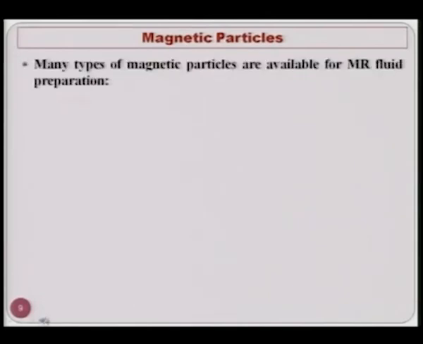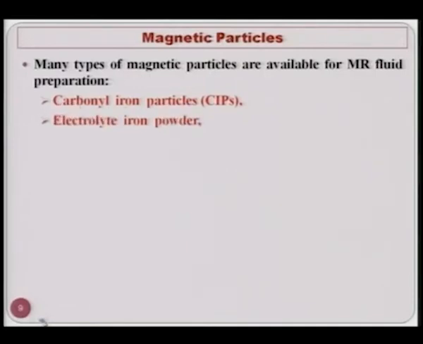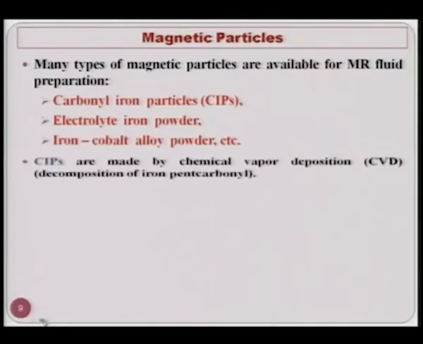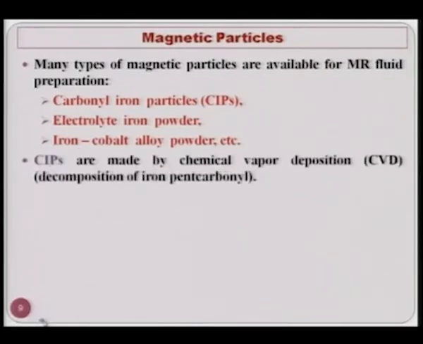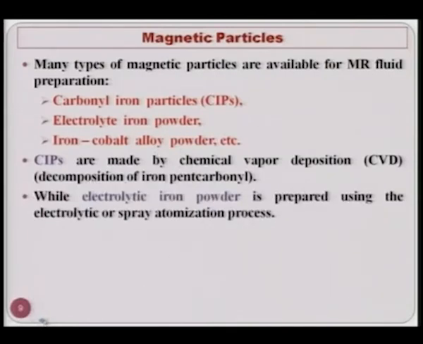Magnetic particles, again, many types of magnetic particles are available for MR fluid preparation. Some of them I have already mentioned, like carbonyl iron particles, electrolytic iron powder, then iron cobalt alloy powder, etc. Carbonyl iron particles, CIPs, are made by chemical vapor deposition, that is, formed by decomposition of iron pentacarbonyl, while electrolytic iron powder is prepared using the electrolytic or spray atomization process.